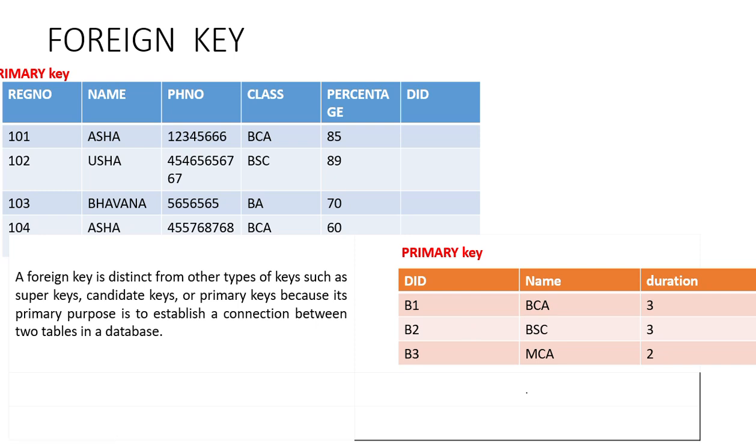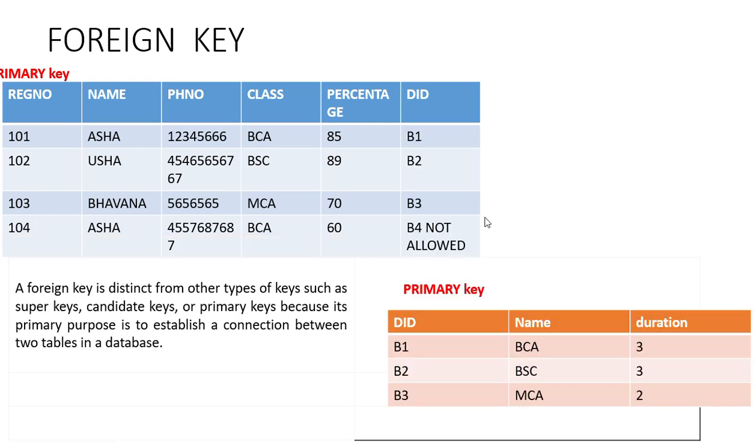Now what is a foreign key? It is the primary key of one table if you use it in another table. So this is a primary key here that I am using here. What is the meaning? The student bearing the register number 101, name is Asha and this is the phone number. She belongs to the BCA class and she has got 85%. So which department does she belong to? BCA. So what should I write here? I have to write it as B1. So I have written B1.